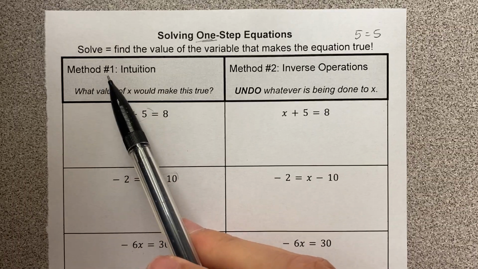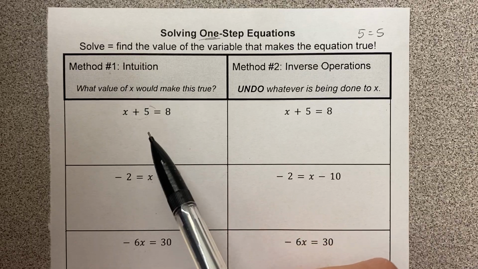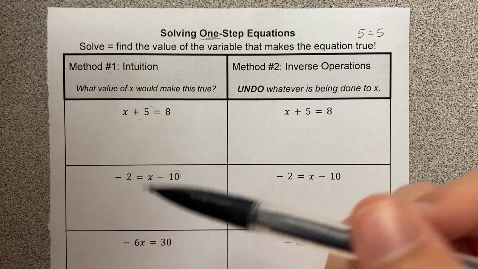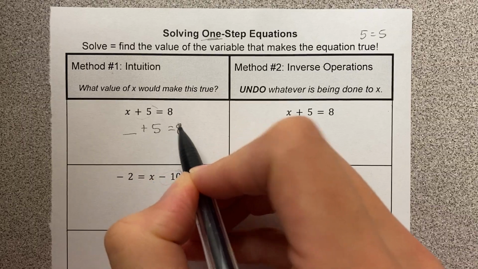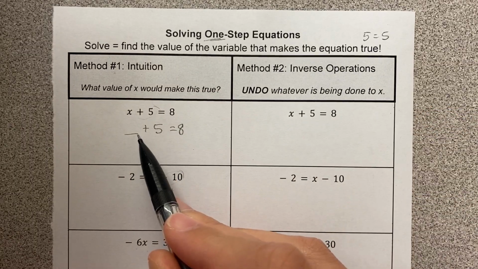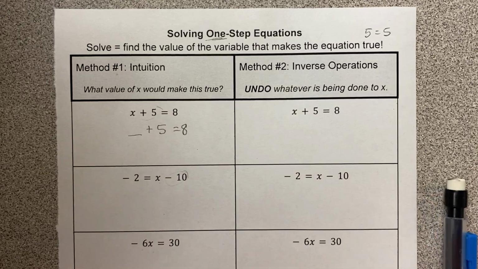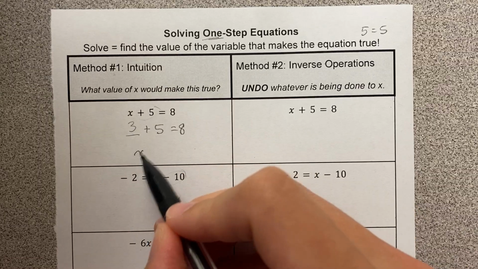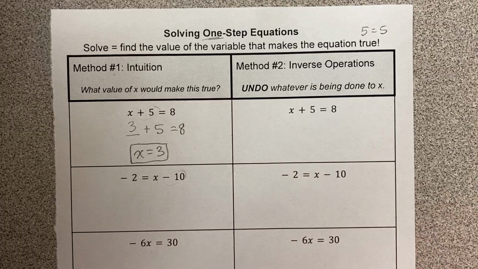So method number one, we've seen a little bit already, and it's just called intuition. You just look at it and think, what value of x would make this true? What number plus 5 equals 8? We just want to know what number could I fill in that blank? And I think, oh, 5, how many more is 8? So I can use my fingers: 6, 7, 8, okay? And that would be 3. So I say, oh, that means x must equal 3. Okay, so that's kind of what we've been doing so far.